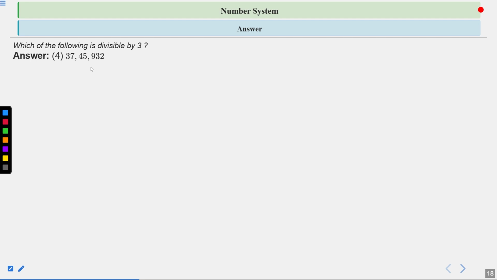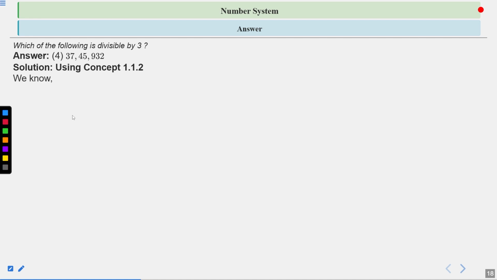So the correct answer of this question is fourth one, which is 37,45,932. When we add up, we get 7 plus 3, 10, 4 plus 5, 9, 19, and 2, 21, 21 and 3, 24, and 24 plus 9. It means 24 is also divisible and 9 is also divisible. So we can say that this number will be divisible by 3 because the sum of the digits is divisible by 3. So see the detailed solution using concept 1.1.2 in this question.